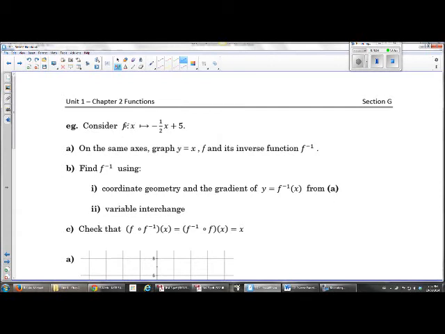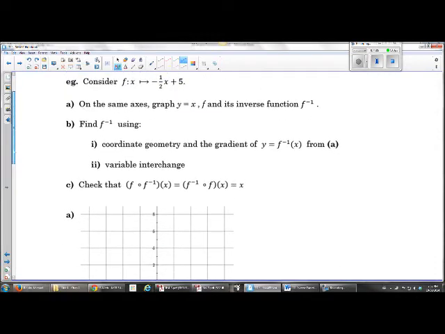Okay, let's consider f, the function f such that x is converted into negative 1/2 x plus 5. On the same axis, let's graph the line y equals x, this function f, and the function f inverse. We'll plot f inverse by taking some points from function f and interchanging x and y to plot those new points so we can draw the line of f inverse.